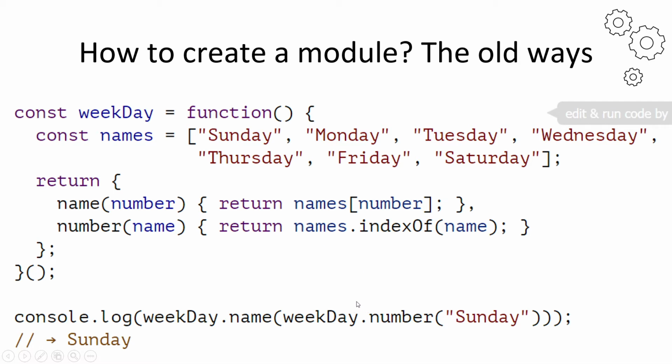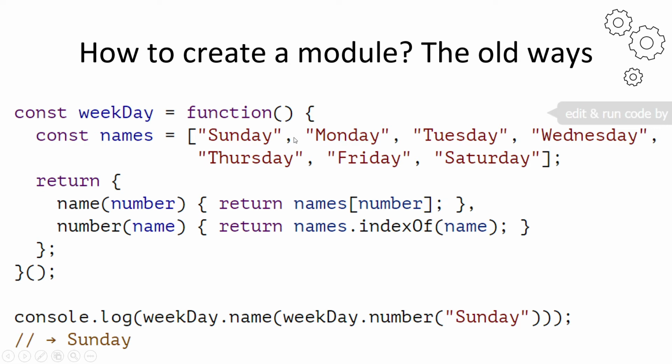And 0 would be returned to this part as the result of the function, and then it would be used as the parameter for the next function, which is .name, right? That means this part, so return the names of 0, right? The element with the index of 0, that would be function Sunday. So that's why we get Sunday as a result. So this is a basic function.